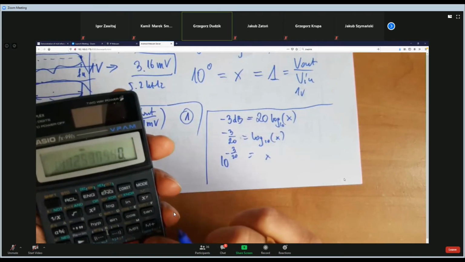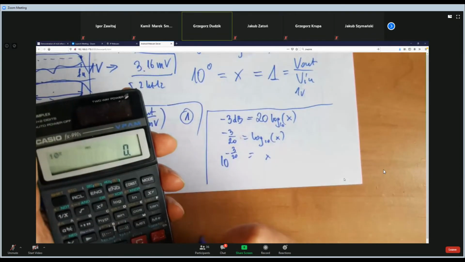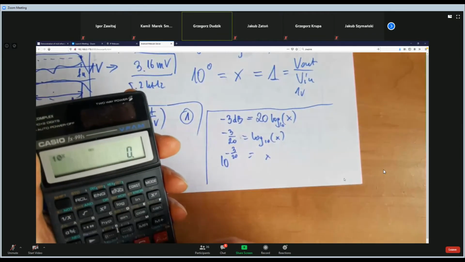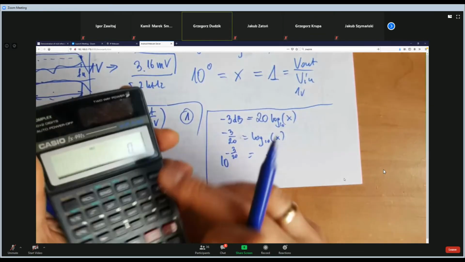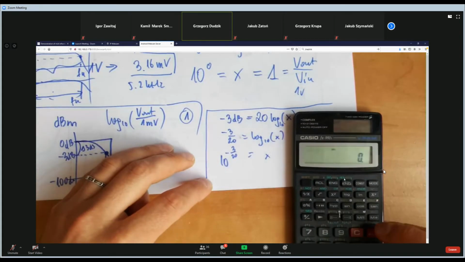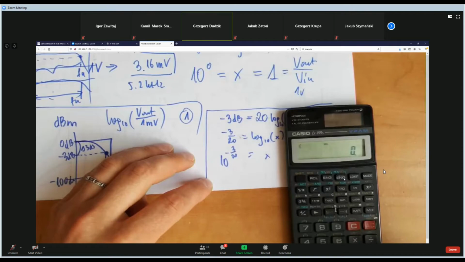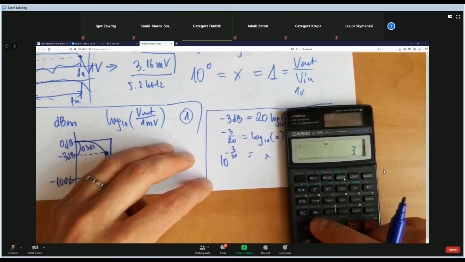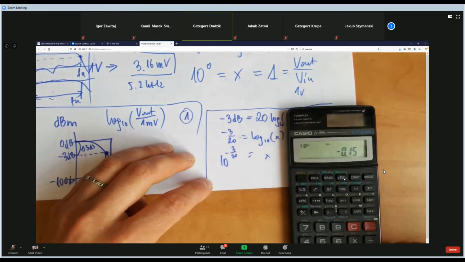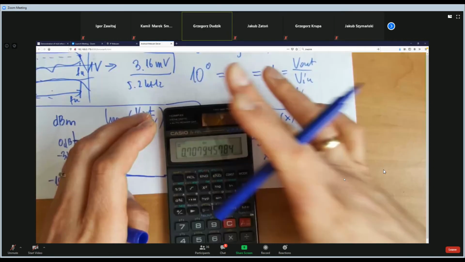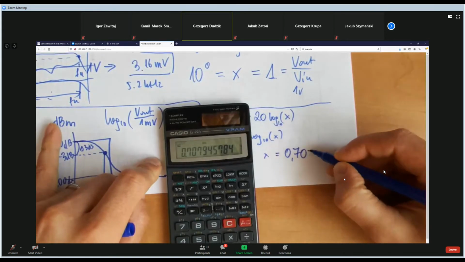Minus 3 over 20. Okay, what happened with the minus? Okay, that's correct. Okay, again. 10 to the power of minus 3 divided by 20. Okay, so as you see, this is equal to 0.7079 and so on.